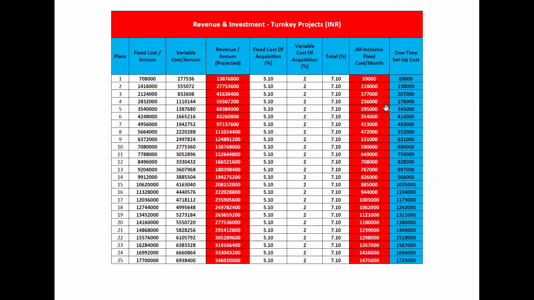There is no fine print. There are no hidden charges whatsoever. So to target a revenue of about 5.5 crores, that is design and complete build turnkey projects, your monthly contribution remains only 2,36,000. That's it.